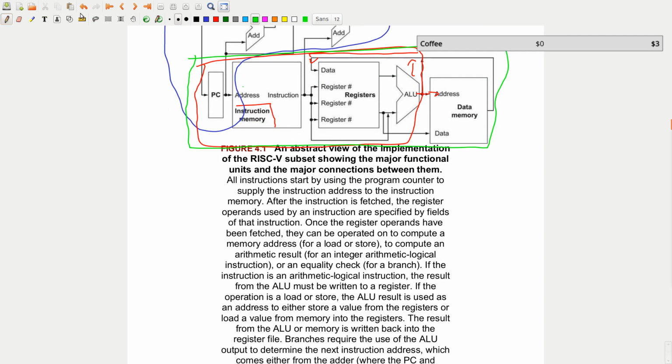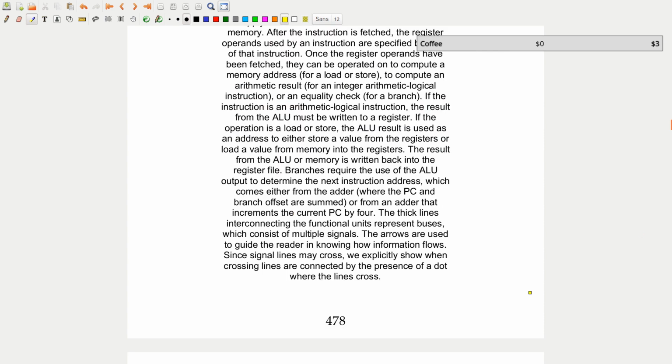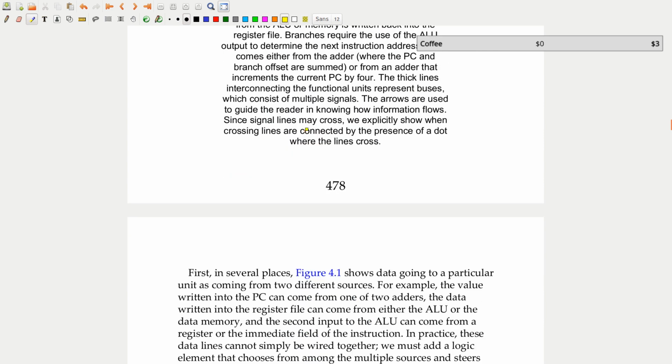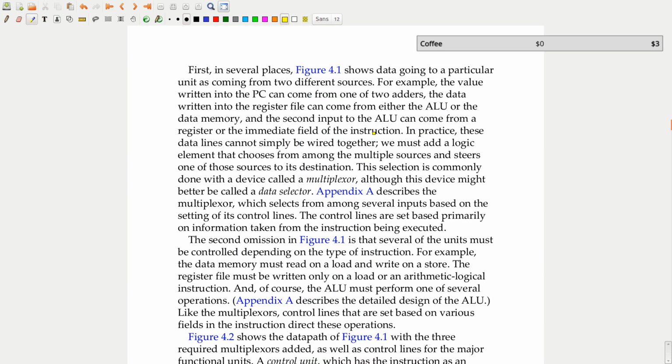So let's see if there's anything interesting in the caption. An abstract view of the implementation of a RISC-V subset showing the major functional units and the major connections between them. Okay, we kind of went over all of this in the previous section. So first, in several places, figure 4.1 shows data going to a particular unit as coming from two different sources. For example, the value written into the PC can come from one of two adders. The data written into the register file can come from either the ALU or data memory.